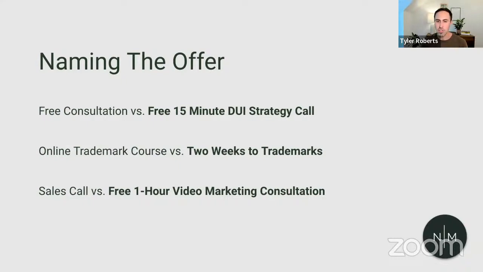I love this one. This is a friend of ours who does a trademark course. Rather than saying "sign up for our online trademark course," they say, "sign up today for 2 weeks of trademarks." Again, it's branded. It clearly articulates the timeline that's involved in this course, and it also creates a sense of urgency. It's like, hey, in 2 weeks, I'll be up to speed on this particular topic.